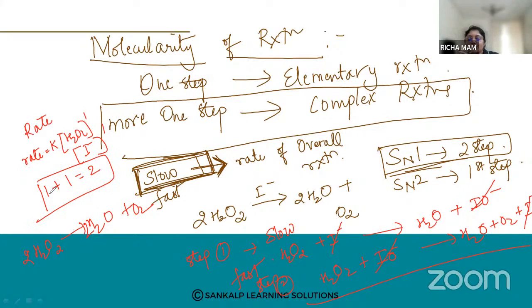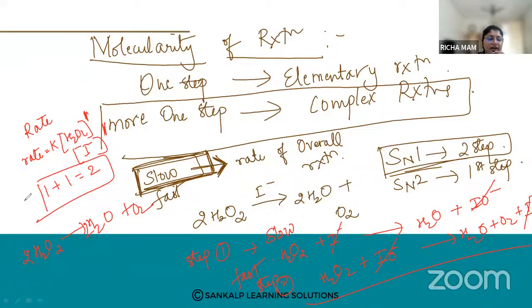For H2O2, there is no stoichiometric coefficient, so it is taken as 1. For I minus, that is your nucleophile, there is also no stoichiometric ratio, so it is taken as 1. Adding these coefficients, we get 2. So this is the molecularity of reaction. Molecularity of reaction is different, and the order of reaction is different.